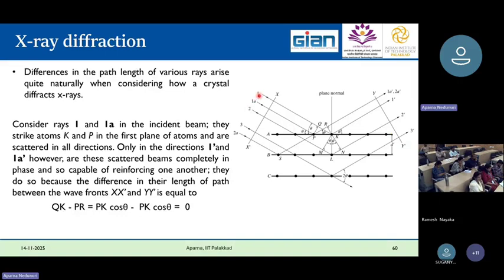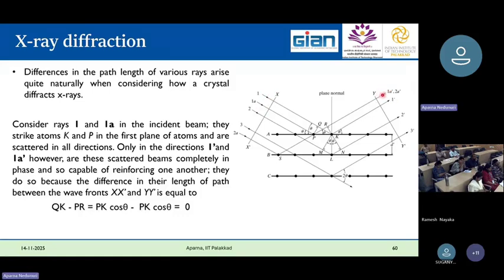If I consider wave 1 and wave 1A, wave 1 is interacting with an atom positioned at K. Once it interacted, there is a scattering, and the scattered wave is 1 dash. Now we have another wave 1A, which is interacting with atom P. After interaction, it has taken the path 1A dash. Now let's see the path difference between 1A dash and 1 dash.